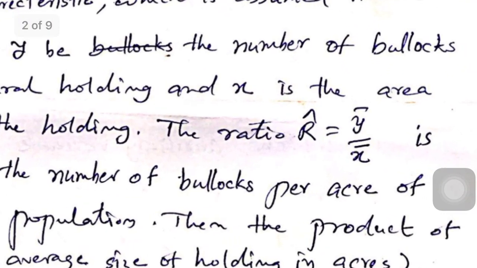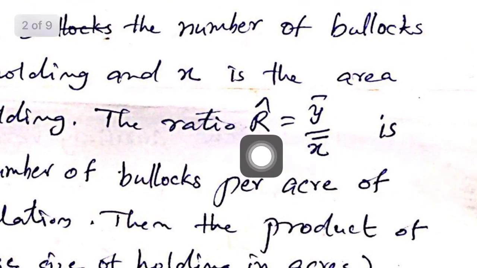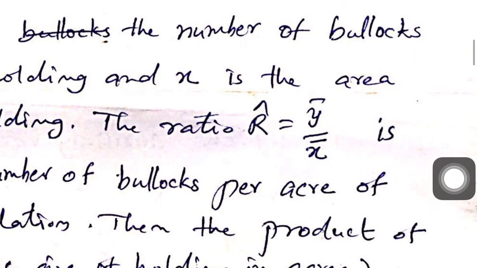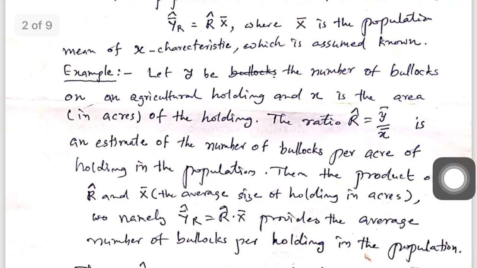And here this r hat, that is equal to y bar by x bar, what is this r hat? R hat is y bar by x bar, and it is an estimate of the number of bullocks per acre of holding.